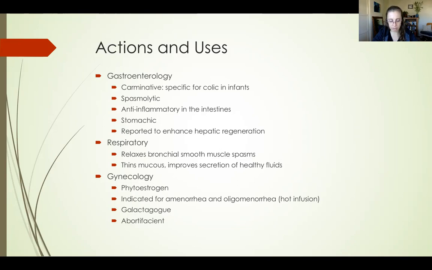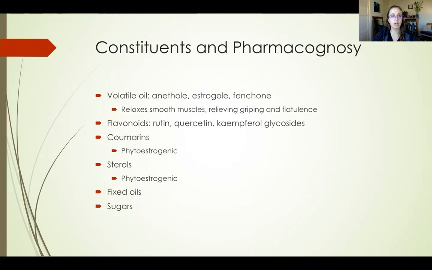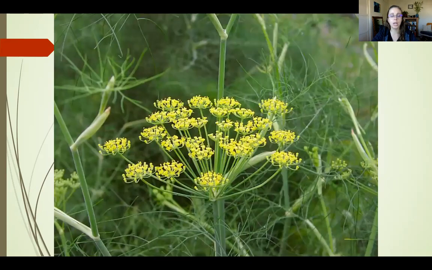Let's see here. And just an interesting note about the galactagogue. Let's go back to a photo. You'll notice that the way the compound umbel looks, and this isn't true of all plants, but it's just an interesting feature and a way to remember that fennel is a galactagogue, is that the way the flowers look sort of looks like mammary glands within the breast. So just a little memory trick for you there.